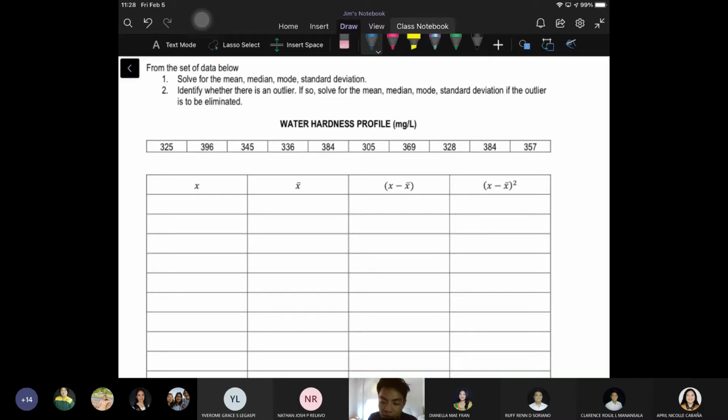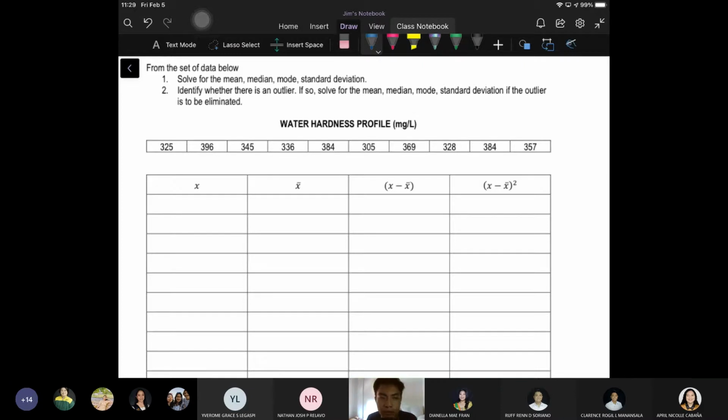We have the water hardness profile in ppm or milligram per liter. And we have 10 data points here. So we have 325, 396, 345, 336, 384, 305, 396, 328, 384, and 357. Okay, so we have 10 data points here. What we're going to do is to get their average, no? Para makuha yung mean, no?